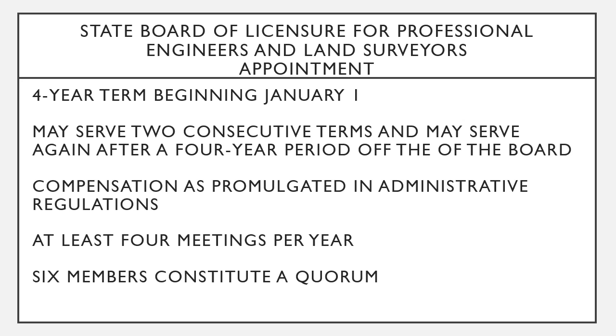Members are compensated for their time on official duties of the board, such as the minimum 4 meetings per year, and this is addressed through administrative regulations. 6 members in attendance constitute a quorum for the Board of Licensure.